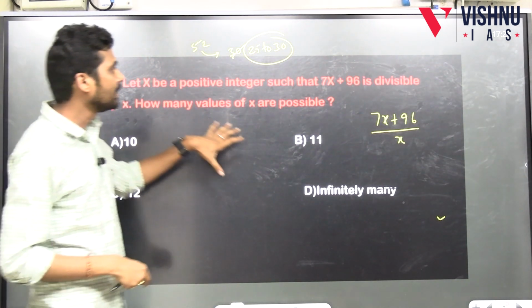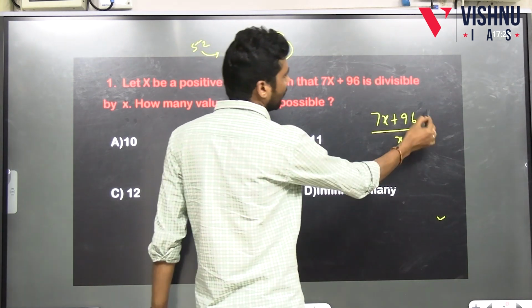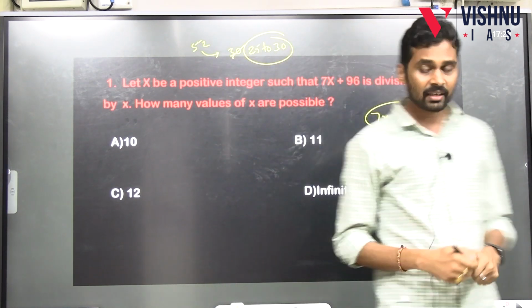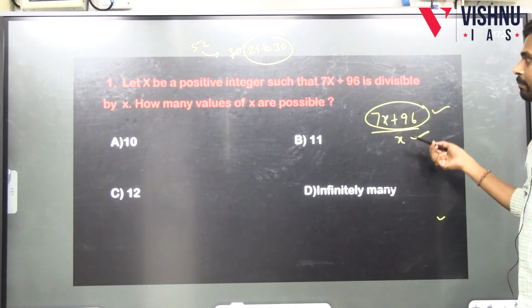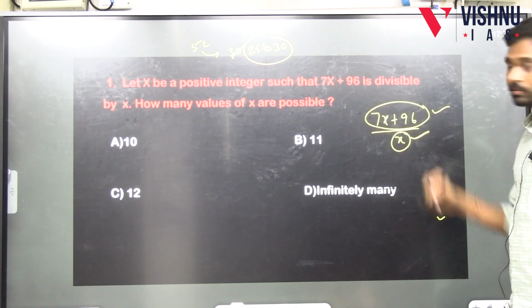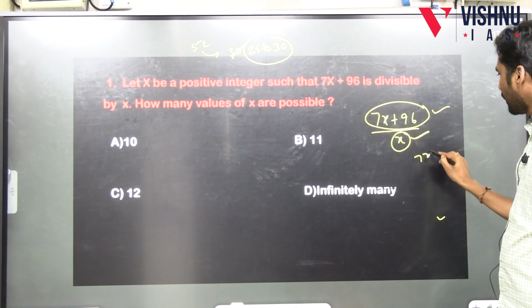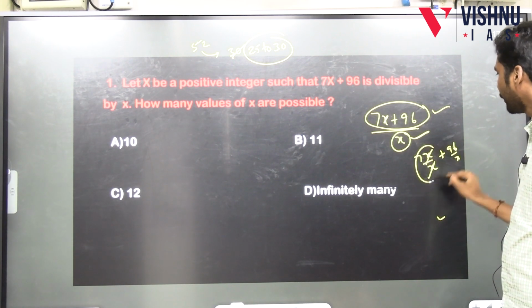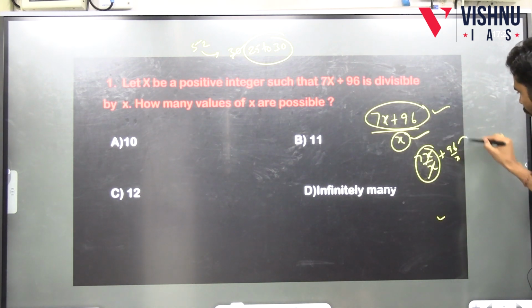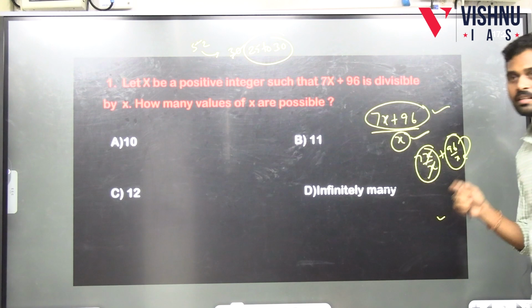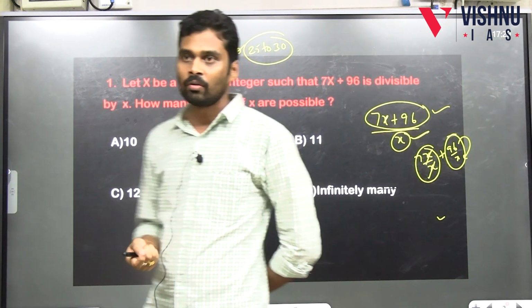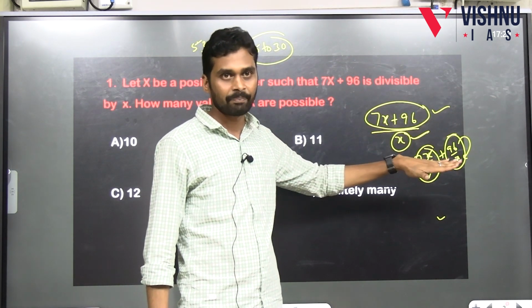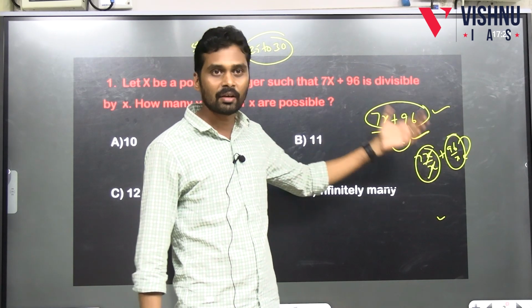See, let x be a positive integer. So x is a positive integer. There is a number in the form of 7x plus 96, and when we divide it by x, how many values are possible for x? Okay, so this problem we can do like this: 7x plus 96, we can write it in this way. The x gets cancelled, so we don't need to bother about this one. Here you need to simplify the question: 96 is divisible by how many numbers? The question is that 7x plus 96 must be divisible by x. Then how many possible values are there for x?